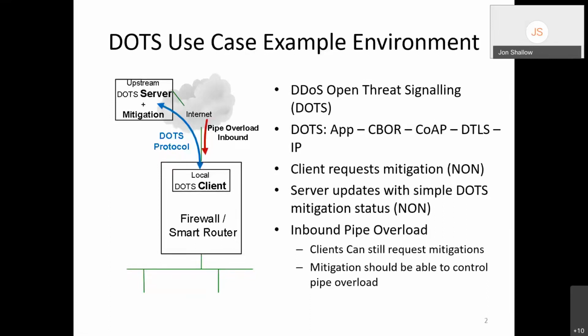So with that kind of scenario, in the normal circumstances, we can handle stuff, the client still can request mitigations, and hopefully the mitigation service is then able to kick in and control the traffic down the pipe so that the pipe is then back into a normal, able to be used type environment.